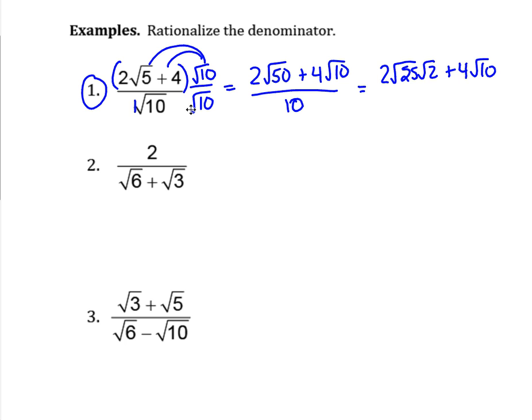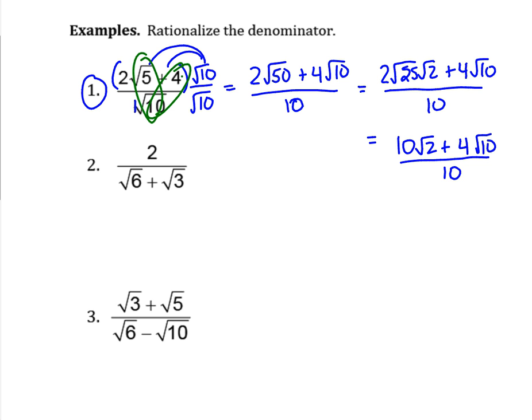And all over 10, right? Yeah. Okay, let's keep going. So then I have root 25 is 5, times 2 is 10 root 2, plus 4 root 10, all over 10. Is there anything we can simplify here? It's not equal to 2 root 3 or 3 root 2, because you can't simplify. You can't simplify here because it has to be in all 3, right? It has to be in all 3. You have to be able to do both. And you can't.